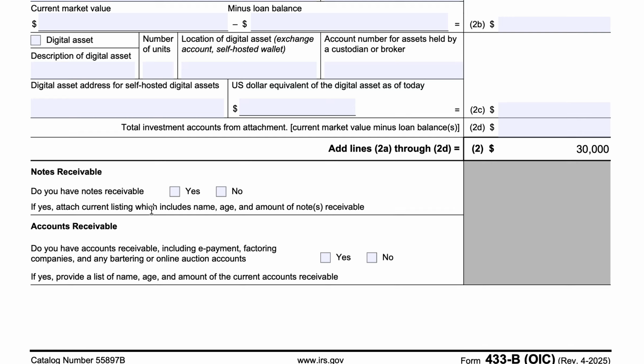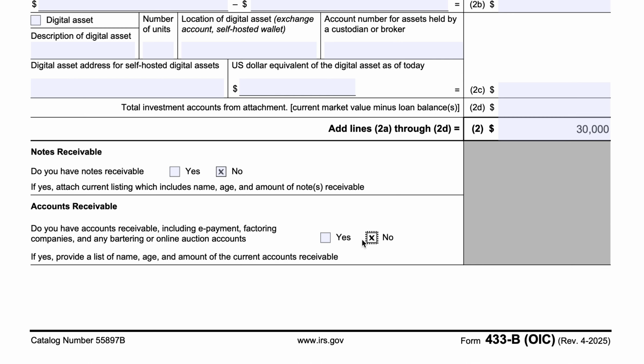So it's not backed up by an official note because you expect that the receivable will be paid within that 60-day period. If you have notes receivable, you would attach a current listing that says, here's the names of whoever owes me money, how old the note is, and then how much is on the note. So John Smith, we've been holding a note for him for the past year. There's $10,000 left on the note. Accounts receivable would be Smith Incorporated, has had an account balance with us for 3 months, and they owe us $30,000. So let's just say that they don't have any of those. If they did, the only additional action would be to attach a listing of the pertinent receivables.